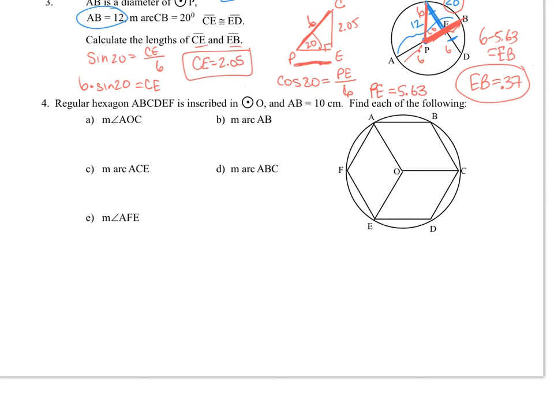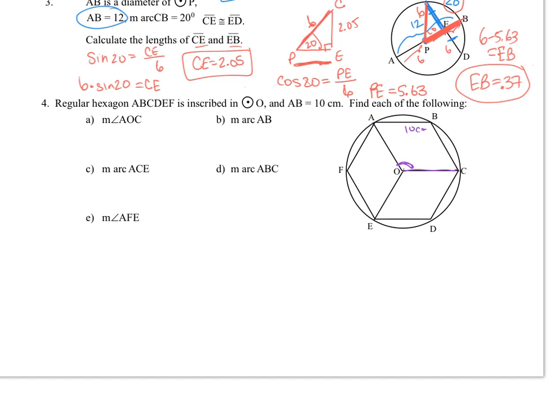On number 4, we have a regular hexagon, A, B, C, D, E, F, inscribed in circle O, and AB is 10. So this piece right in here is 10 centimeters. Find each of the following. We need the measure of angle AOC. AOC is this angle right there.